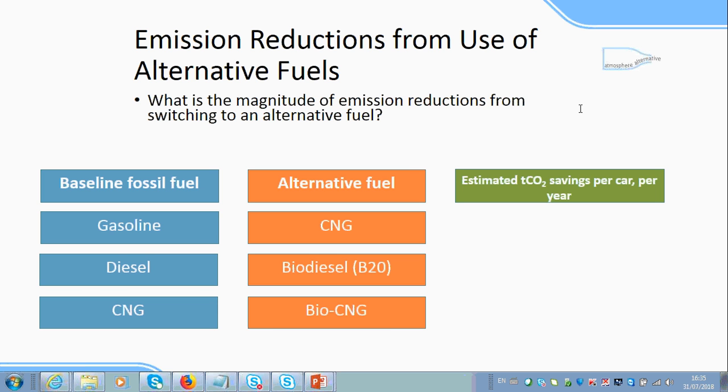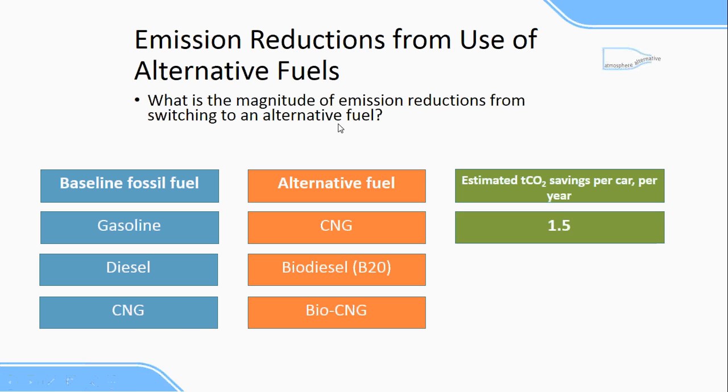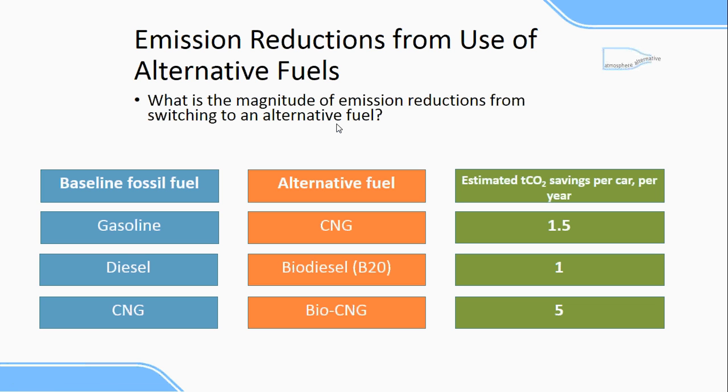So, the first case would be where the baseline fossil fuel is gasoline, and then the alternative fuel is CNG, another fossil fuel. I'm wondering what you think the CO2 savings per year per car might be for this type of fuel switch. Okay, next, please. Okay, so in this case, there may be about 1.5 tons of CO2 per car per year.